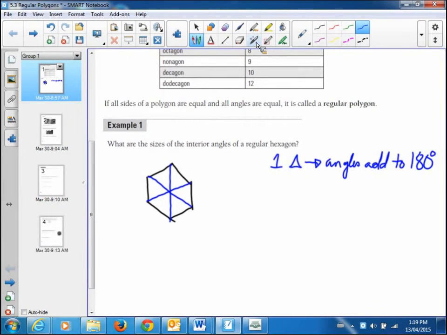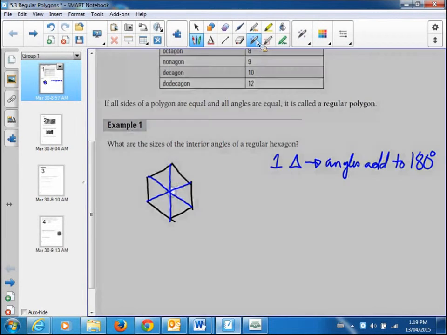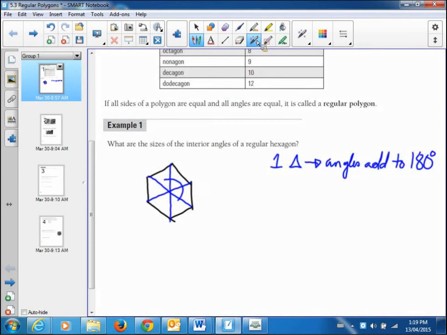Now, think of this. If it's a regular 6-sided figure, you can make 6 triangles in here, right? 1, 2, 3, 4, 5, 6. Oh, I didn't mean to finish the circle there. Like that.